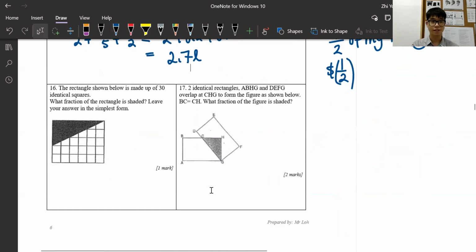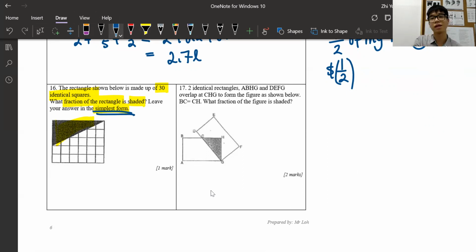Let's try question number 16. Feel free to pause to try the question before I start explaining. Here it says that the rectangle shown below is made out of 30 identical cubes. What fraction of the rectangle is shaded? Write your answer in simplest form. Although the question is not asking you to write in simplest form, you must write it in simplest form.